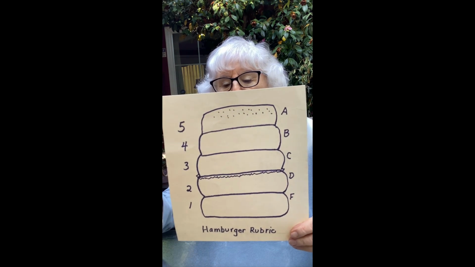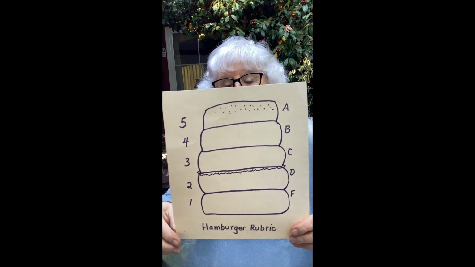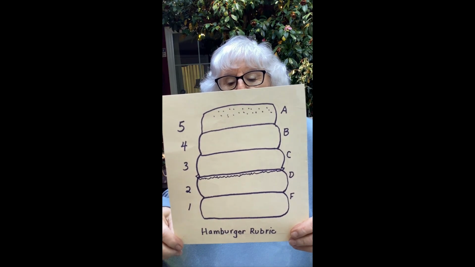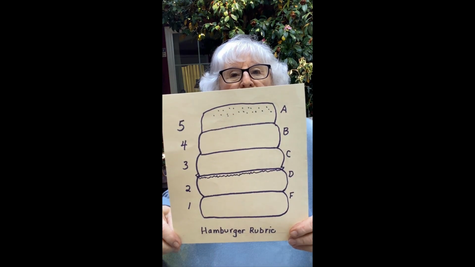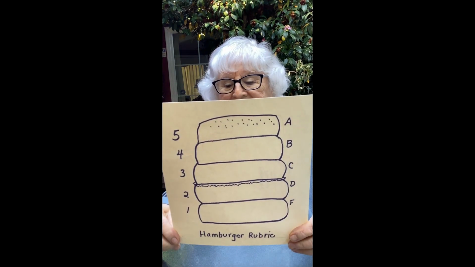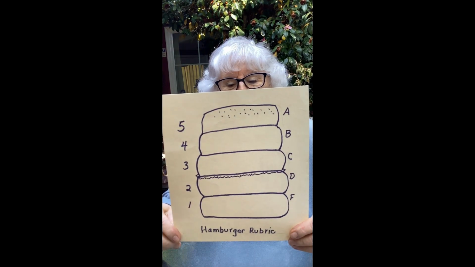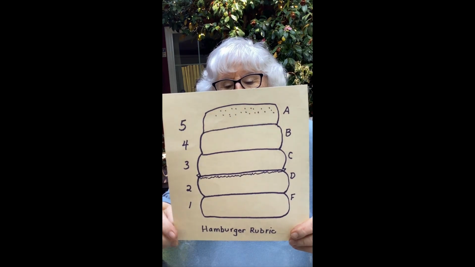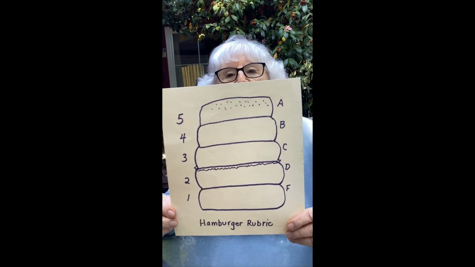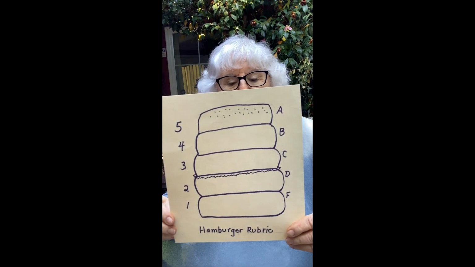Now, what about the 2 and the 1 scores for a hamburger rubric? For the 2, you ordered a hamburger, and what you got were 2 buns and no meat. That's not really worth a C or average. And worse yet, if you ordered a 1, you might get a fish sandwich instead of a hamburger.